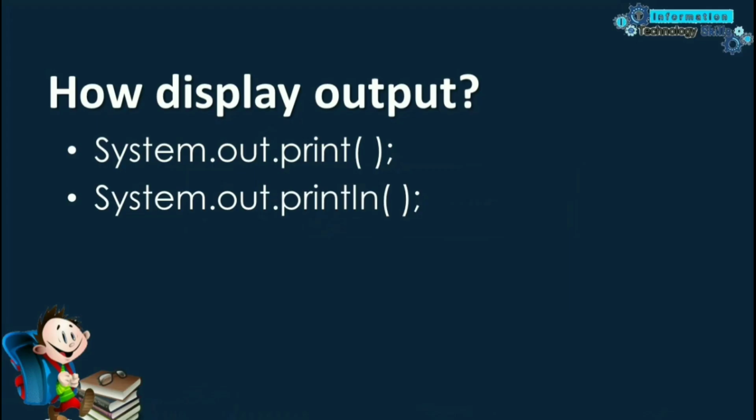For System.out.print, it will print the word without an enter. System.out.println, it will print what's inside the parentheses and then enter. Okay? So, that's the difference.